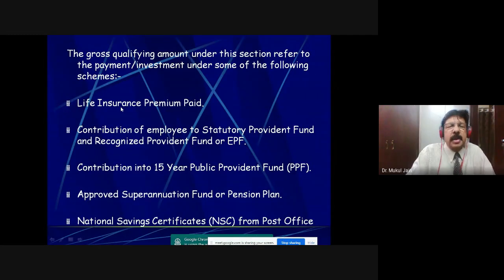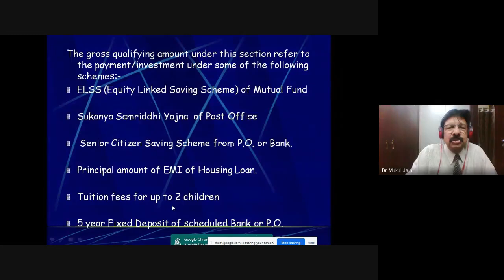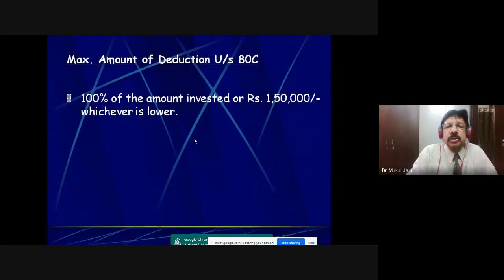For example, some amount you may have invested in life insurance premium, some amount in EPF, some amount in pension plan, some you have bought NSC. So it could be in 2 of them, 3 of them, 4 of them, or any one of them. But the maximum amount which you can avail as a deduction is 1,50,000.